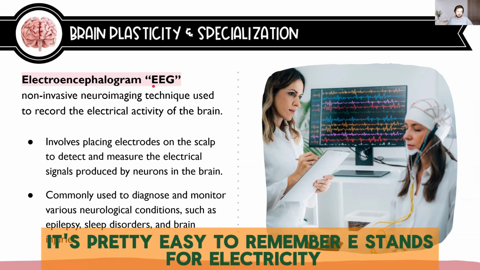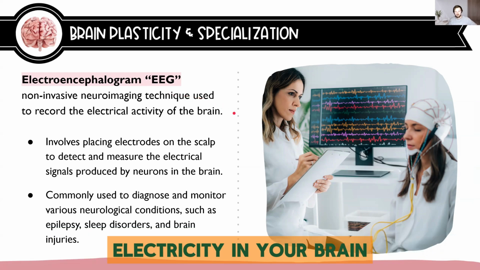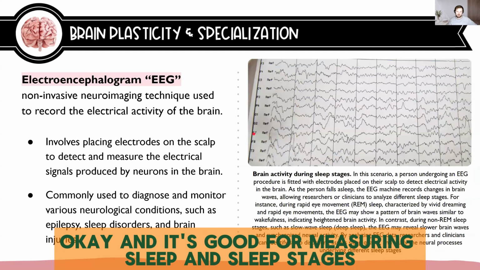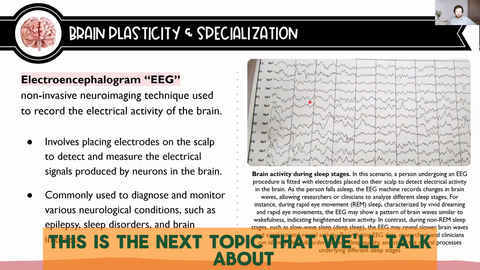So, I mean, it's pretty easy to remember E stands for electricity because this is the only one that's measuring electricity in your brain. Okay, and it's good for measuring sleep and sleep stages. This is the next topic that we'll talk about.